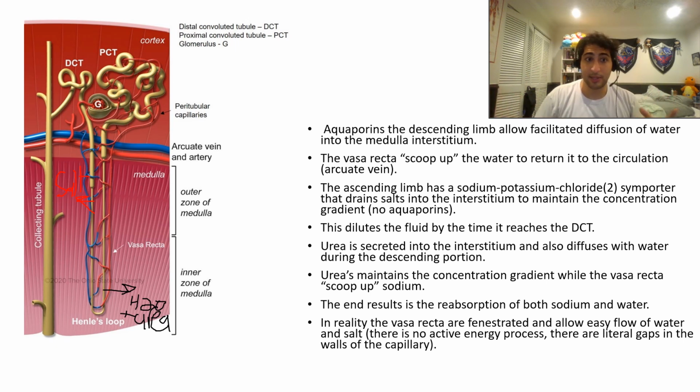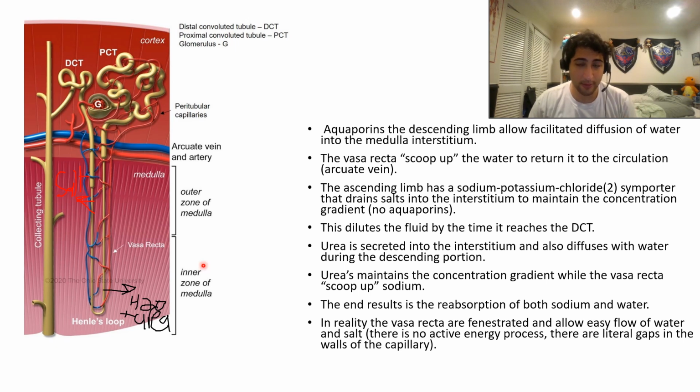Because they're fenestrated. There are holes in the vasa recta that allow easy flow of water and salt. There's no active process. There are just gaps in those walls that allow the fluid to just flow and be carried into the vasa recta capillaries, and into the veins, and into the arcuate vein, and back to the body. But none of that is possible if you don't have a constant concentration gradient maintained by the urea, because the concentration gradient is what allowed water to diffuse in the first place. That's the countercurrent multiplier system.